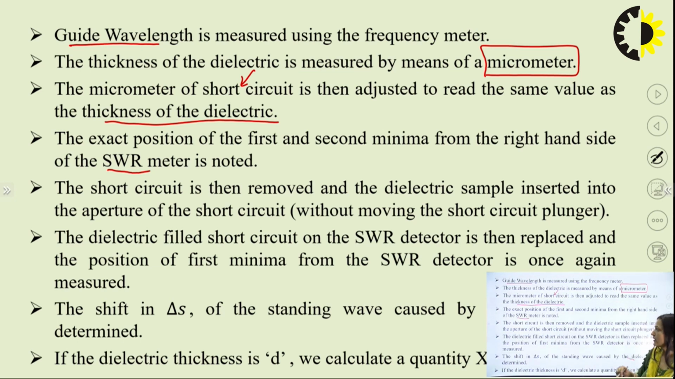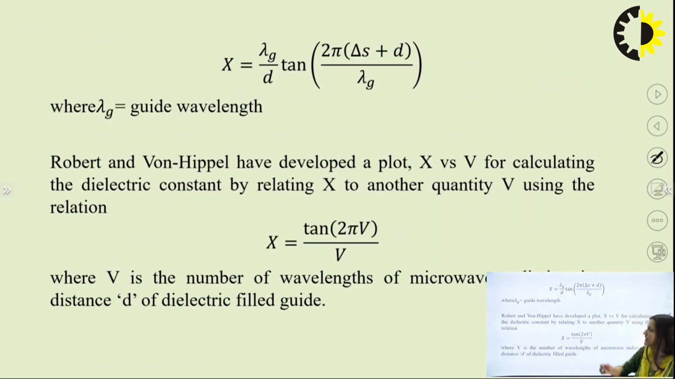So the shift in the position of first and second minima, which is denoted by delta S, of the standing wave caused by the dielectric, is determined. It means the shift is given by delta S, and this is the measure of the dielectric constant. And if the dielectric thickness is D, right? So we will calculate the quantity X. What is that quantity X? X is lambda G by D.